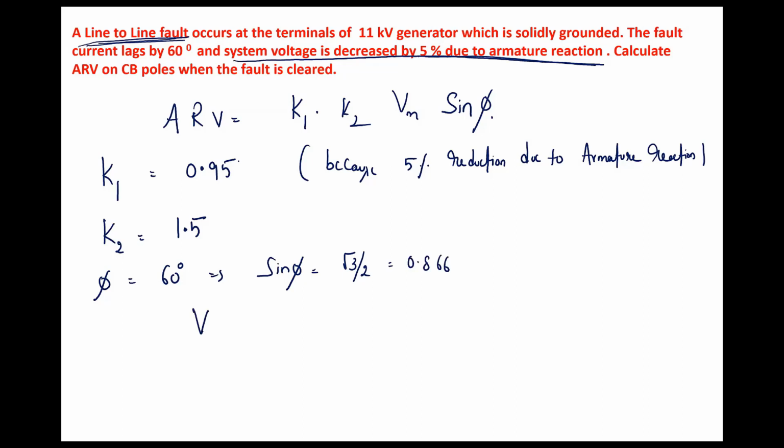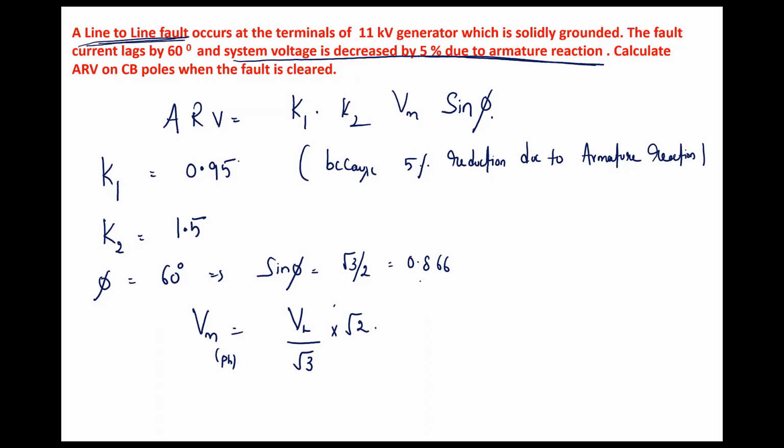Now what is Vm value? Vm is the phase to neutral voltage. Understand? So Vm is always phase to neutral voltage peak value. So line to line voltage is 11 kV. So peak value, how are you going to get? First line to line voltage divided by root 3 will get the RMS phase to neutral voltage. Again, to get the peak value, we have to multiply with root 2. So Vm is equal to VL by root 3 into root 2.